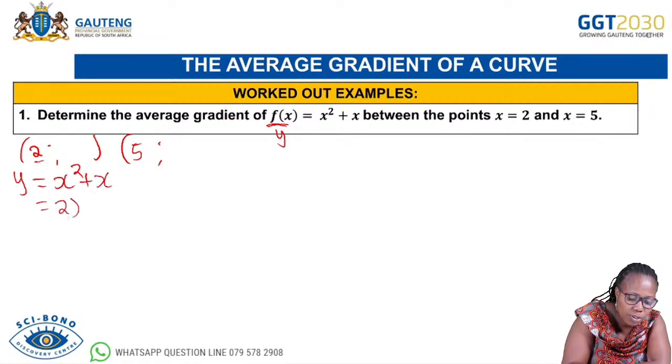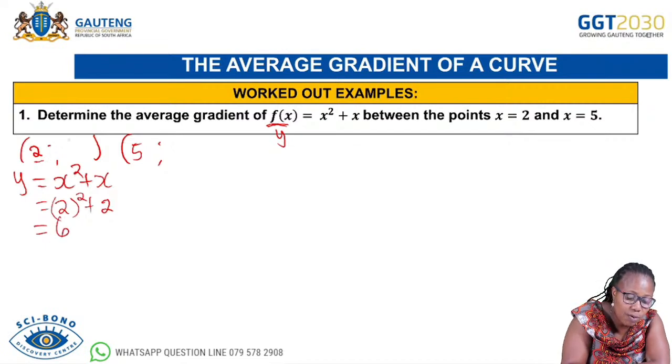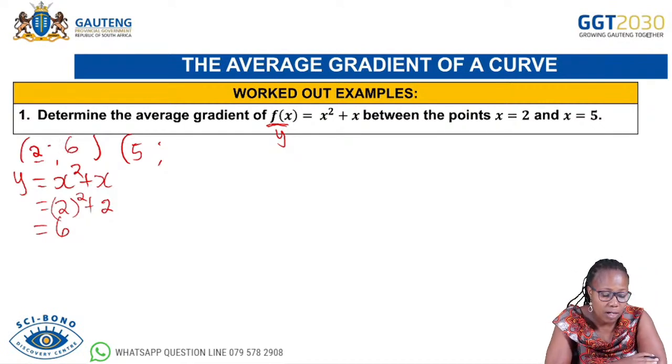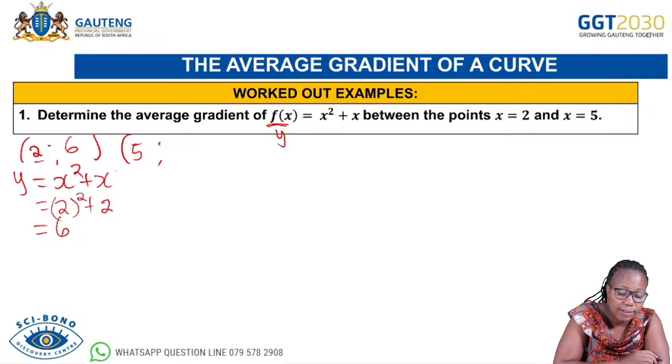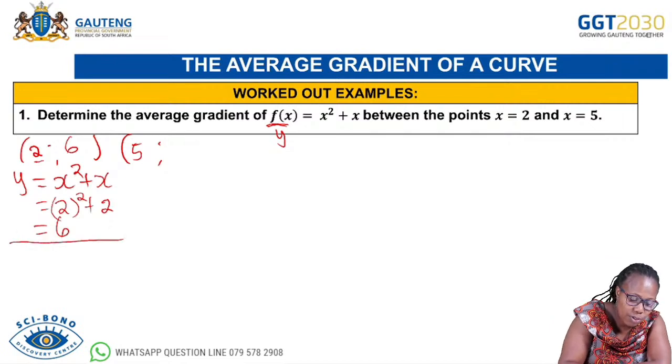We substitute the 2 there, and then the 2 here, and this will give us a 4 plus 2, which is 6. Okay, so that means this 2 is now coordinating with the y value equal to 6, which we have just calculated. The second one, we are now substituting in the same function. The value of x is now equal to 5. Let's do so, grade 12. Let's check the y value will be how much.